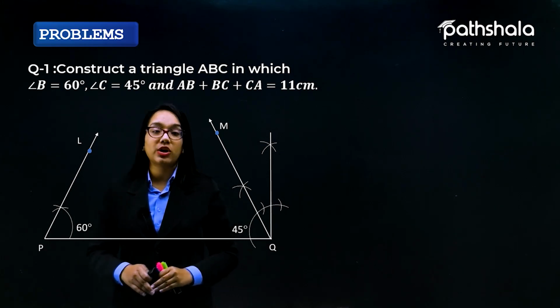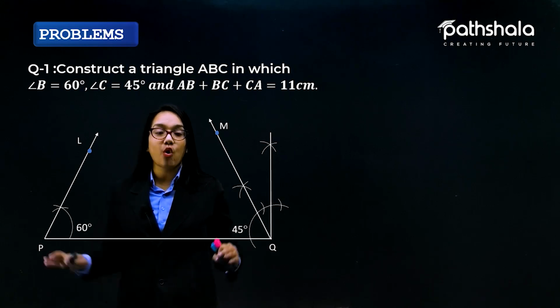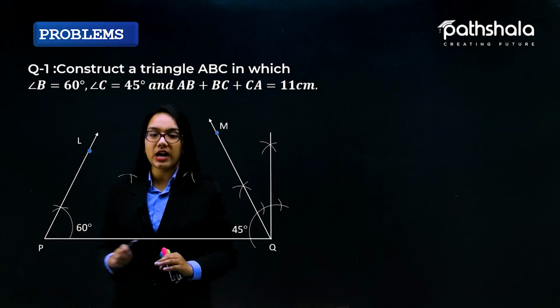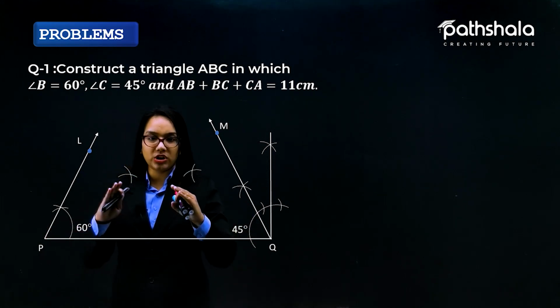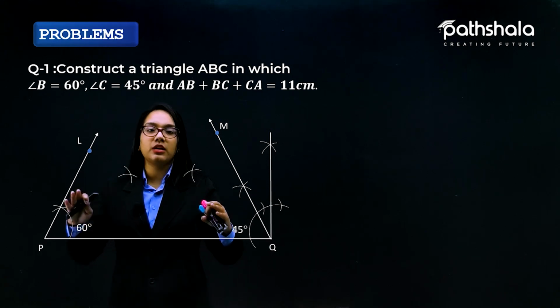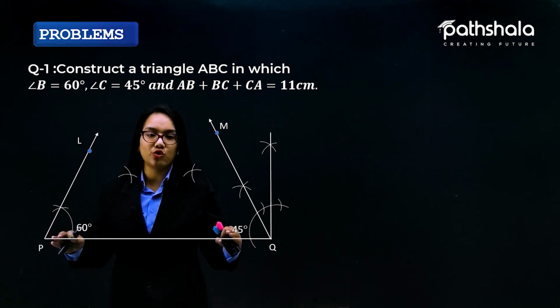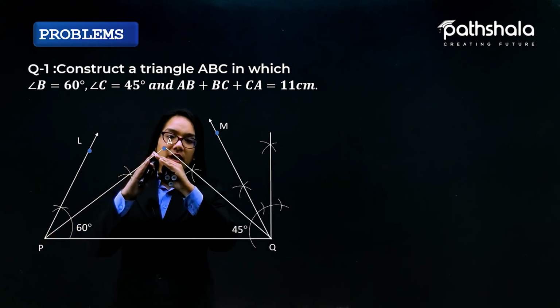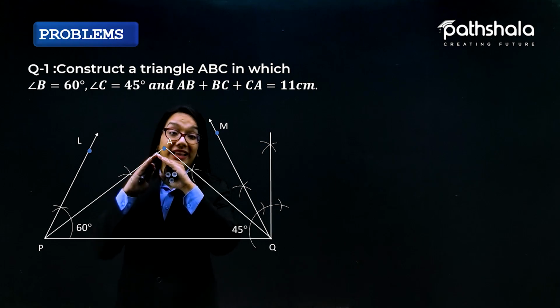Now we have to construct the angle bisectors of both of these angles, that is 60 degrees as well as 45 degrees. So let's start constructing the angle bisectors. These two arcs represent the angle bisectors of the two angles. If I join both of these, wherever they meet each other, that point is called the point A.